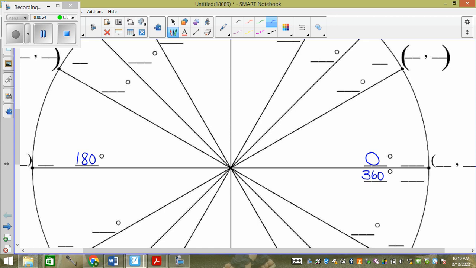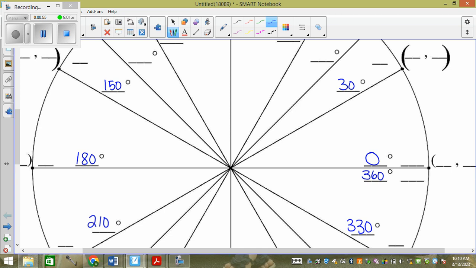Then I do all my 30s because I'm a rebel without a cause, and I like doing things in sequential order, which is not what a rebel would do, but pretend I am. Okay, cool. So this is 30. Then this is 180, and then this would be 30 less than it, so it would be 150. Good math. And then this would be 30 more, 210. And then this would be 30 less, 330. We are all rock stars.